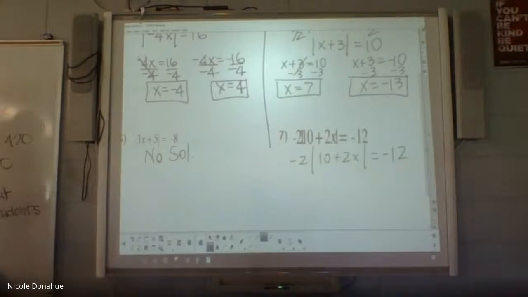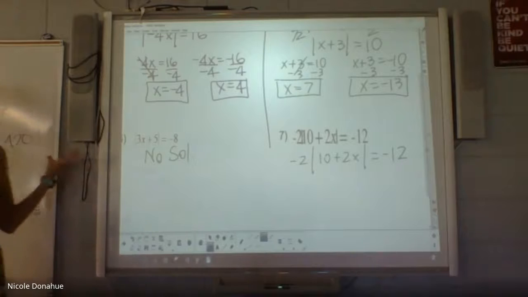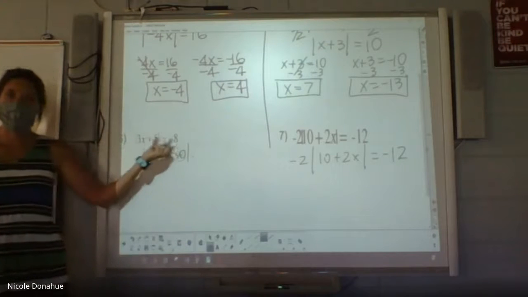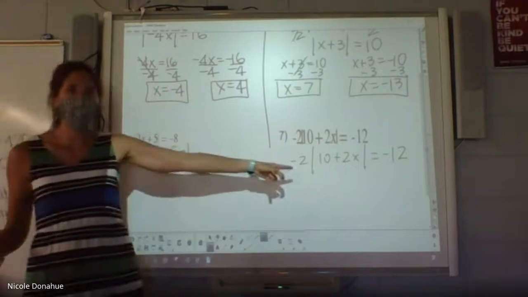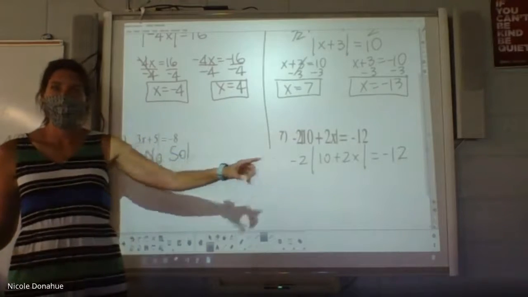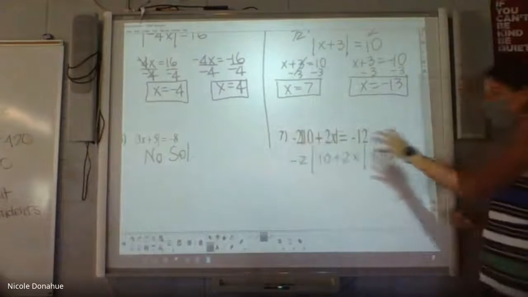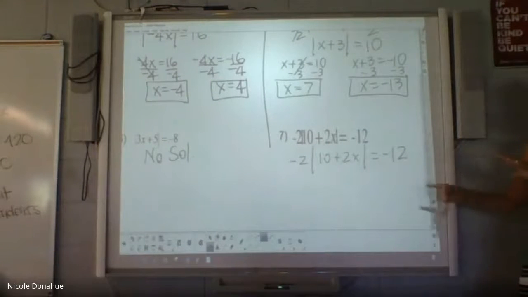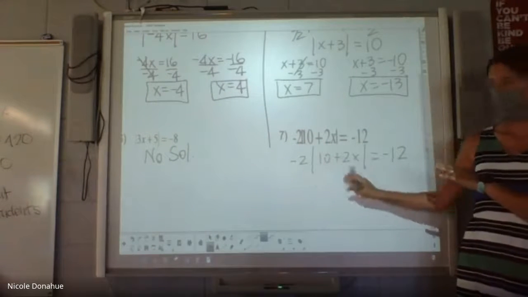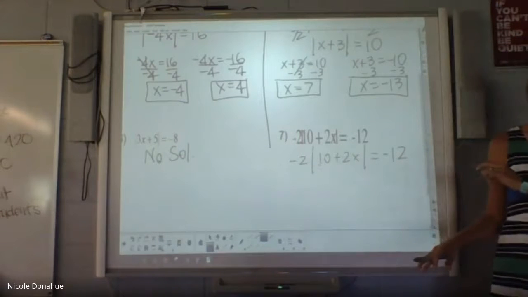-2. So this one's a little bit different. This one's an absolute value equaling a negative. What's the difference here? -2. There's a -2 in the front that causes this to change. Because if I want to get the absolute value alone, I have to get rid of this -2. So what am I going to do?